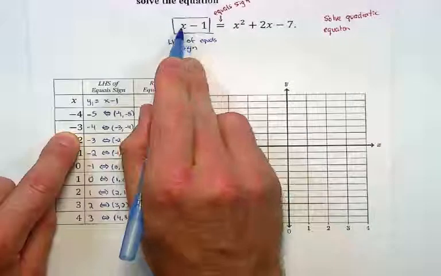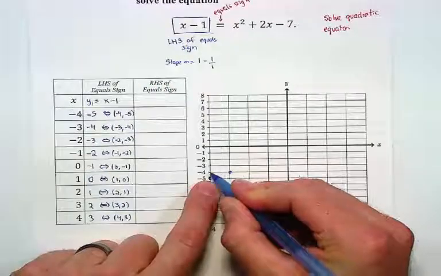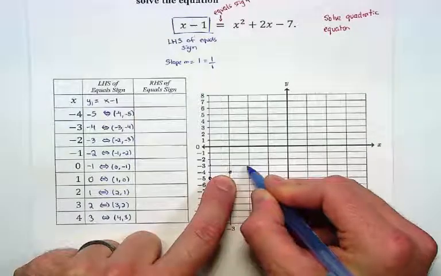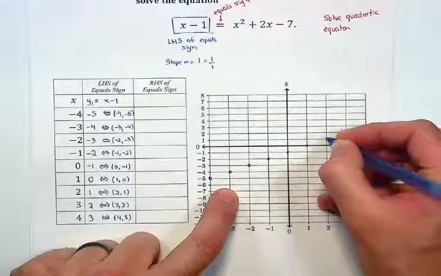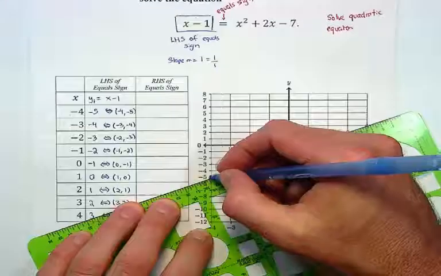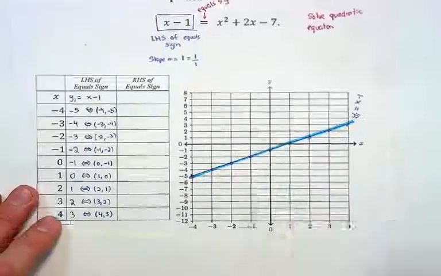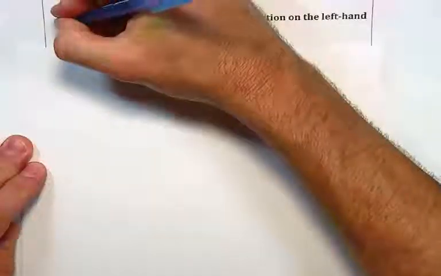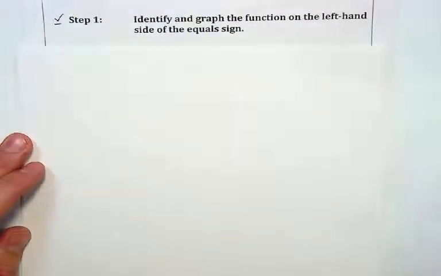I also know that the slope is 1 over 1, which means if I go 1 up, I go 1 over, or the rise is 1, the run is 1. Thus, I can fill out the entire line very, very quickly. I connect the dots with a straight edge ruler, highlight my line in blue, label this line as y1 equals x minus 1, and move on. We notice that we've just finished step 1 of the graphical technique, which was to identify and graph the function on the left-hand side of the equal sign.